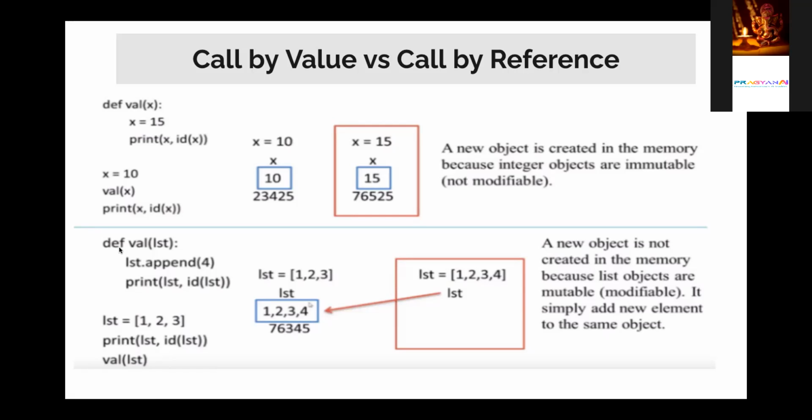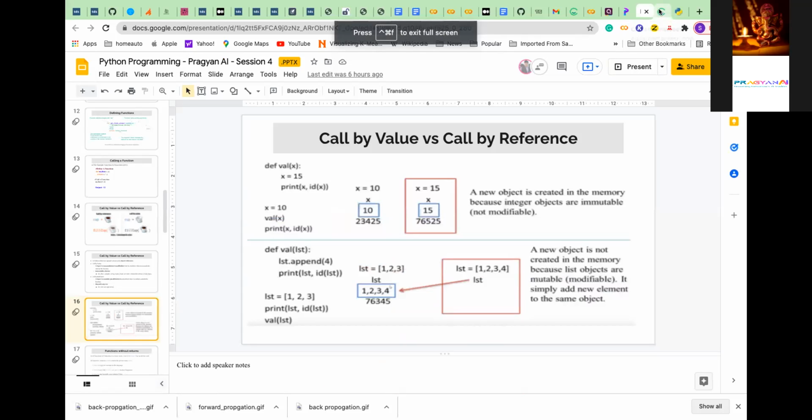So now what is this function val lst? It will take this list. lst dot append. I will explain this. Append is a function with which you add an element into the list.